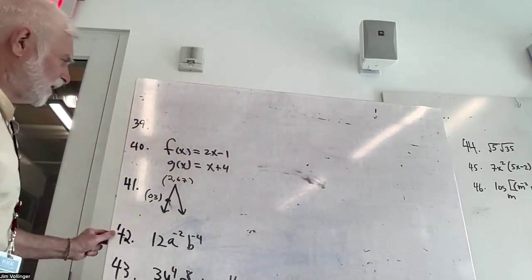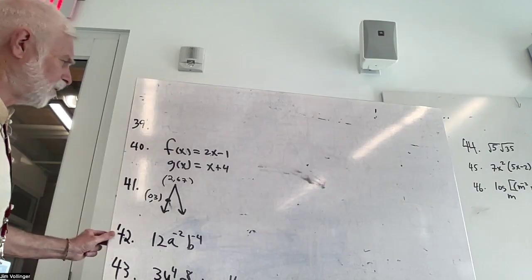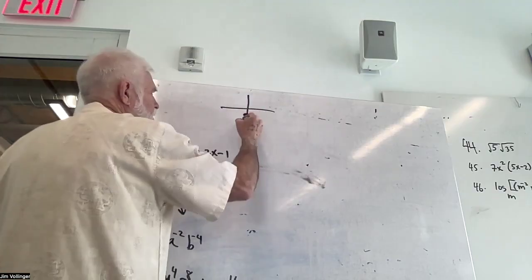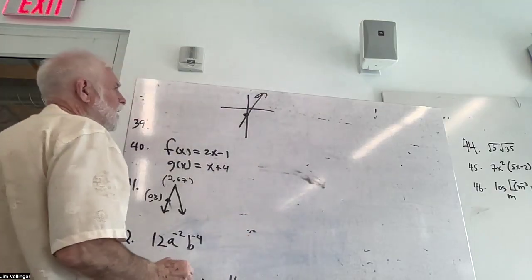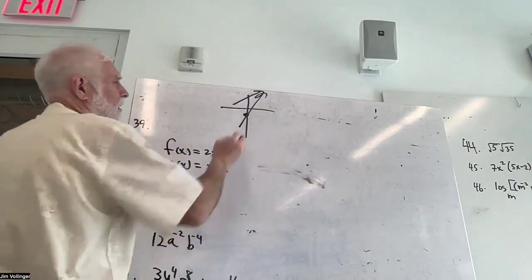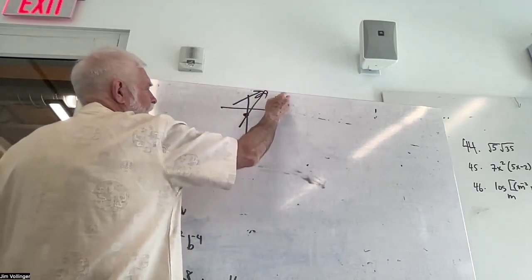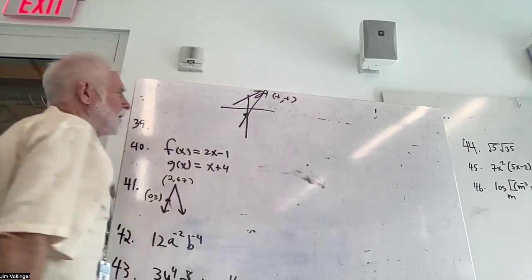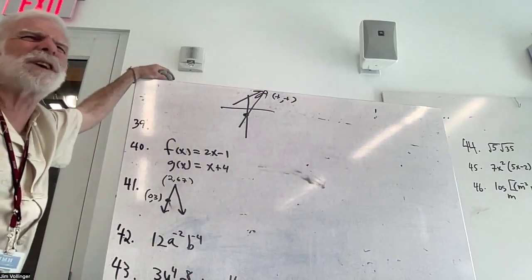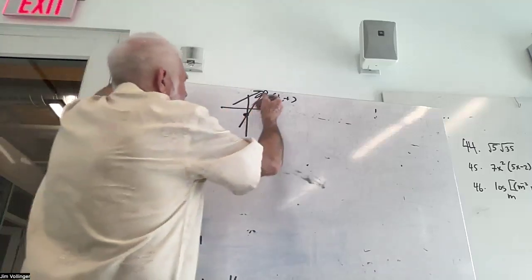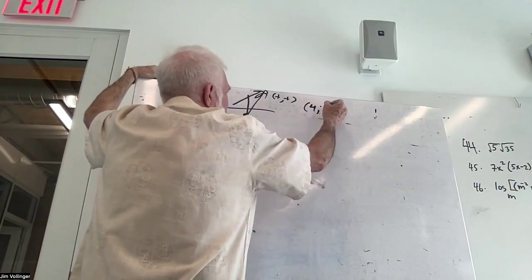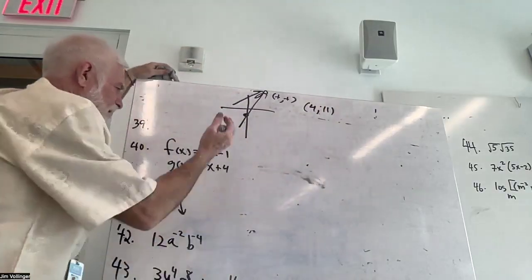f of x is 2x minus 1, g of x is x plus 4. Where do they intersect? 2x minus 1 is a linear function that goes up quickly. x plus 4 goes up a little less quickly. Okay, they intersect someplace at a positive x and a positive y. If I'm going to guess, somewhere around, let's say 2, 7. I really don't know, maybe 4 comma 7, maybe 4 comma 11. I don't know, but let's find out.